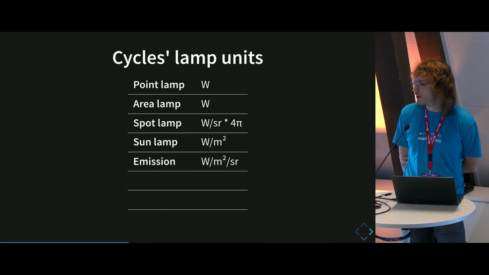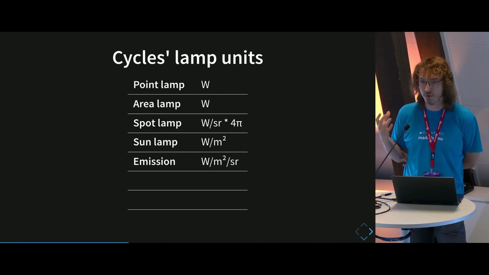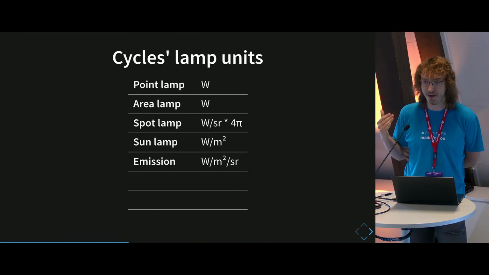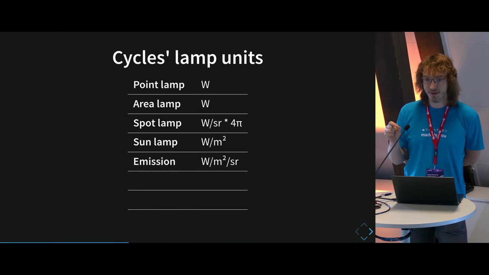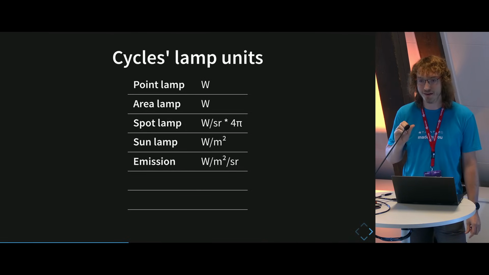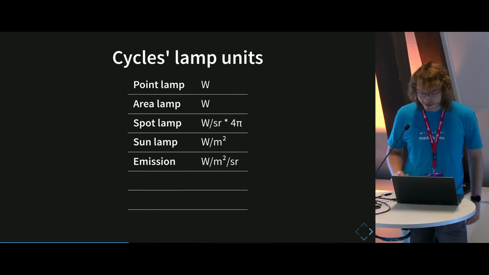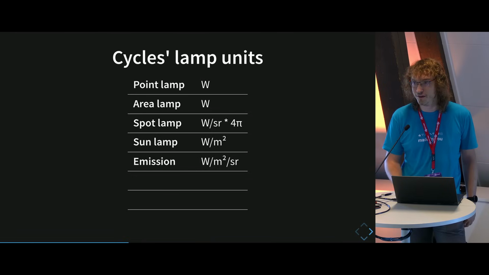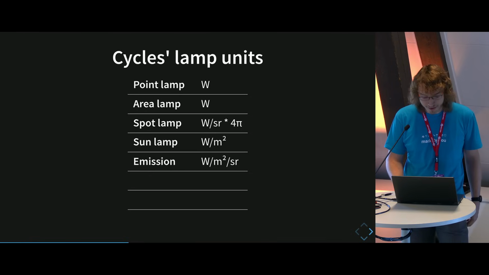This also means that, for example, if you have a plane and you want it to work as an emitter that has the same intensity as an area lamp, you need to take the value in the area lamp, divide it by the area, and then divide it by pi to get rid of the steradian factor. It is what it is, unfortunately. And yes, it's pi, not 2 pi. The stuff is weird.